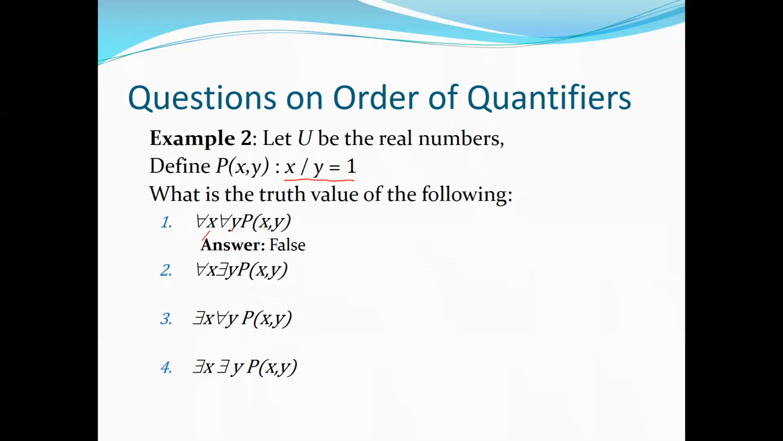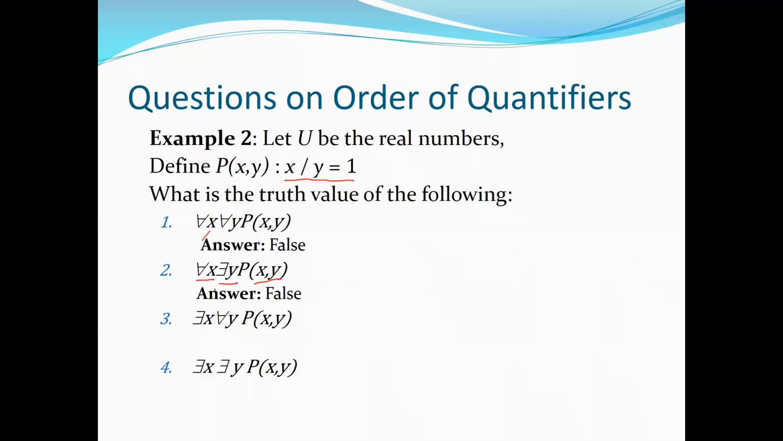Next, for all the real numbers x there is some y such that x divided by y becomes 1. What do you think? I don't think so. Yes, x divided by x could be 1, y divided by y could be 1, but for every x there exists some y? That's false.